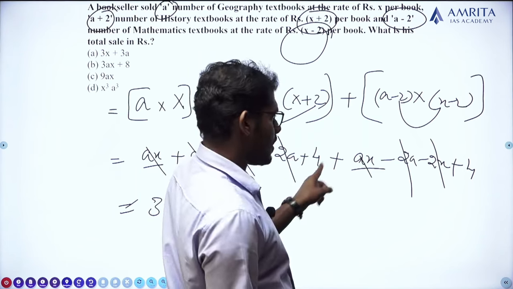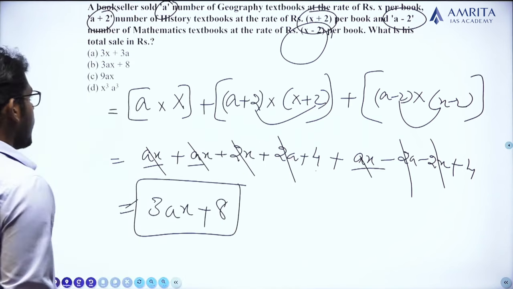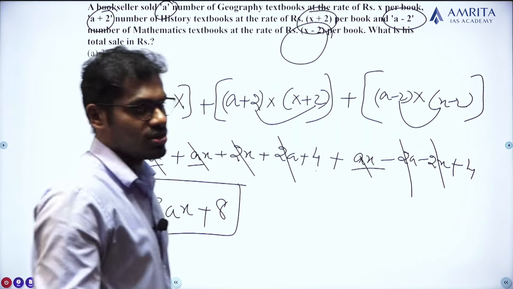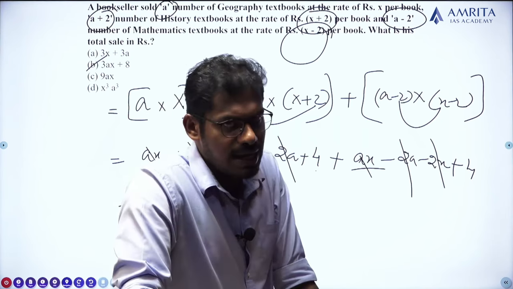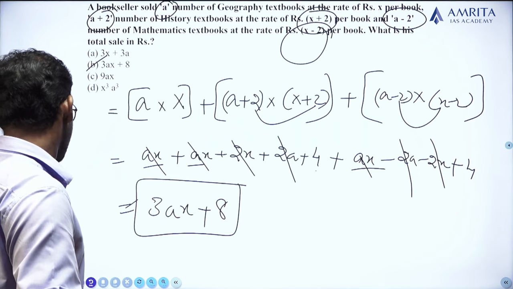Now the remaining is plus 4 and plus 4, so 4 plus 4 is 8. So the answer is 3ax plus 8. Yes, there is an answer. The answer for the question is option A, 3ax plus 8. Simple question, very simple. You should not miss such questions.